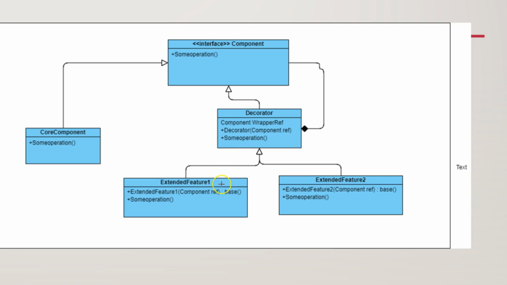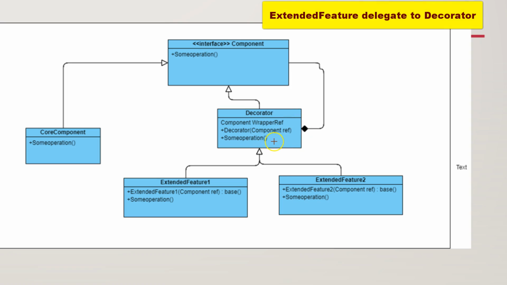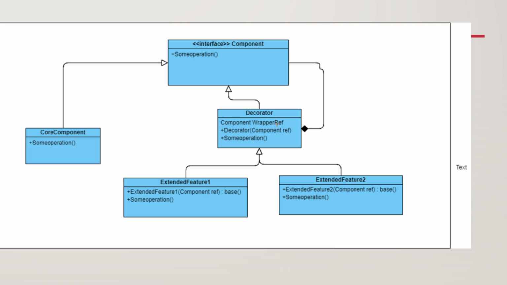So each class, meaning extended feature 1 and extended feature 2, always delegates to the decorator base class. This is the base class, and it always delegates through the component wrapper. We will see a practical example in the next sessions and understand the decorator pattern more closely. Thank you friends.